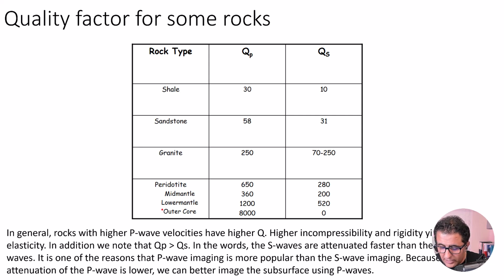Something that is interesting here is the outer core: as you see, the quality factor for the S-wave is 0. And no matter what type of rock we are dealing with, the quality factor of the S-wave is always lower than that of the P-wave. It means that S-waves in general are attenuated at higher rates in nature. So maybe that's one of the reasons why in reflection seismology we usually prefer to use P-waves in order to image the subsurface.